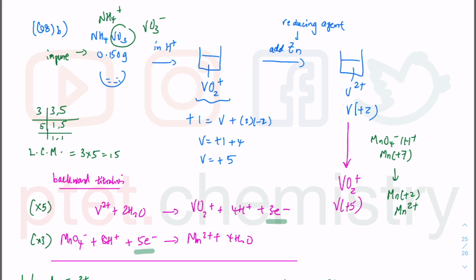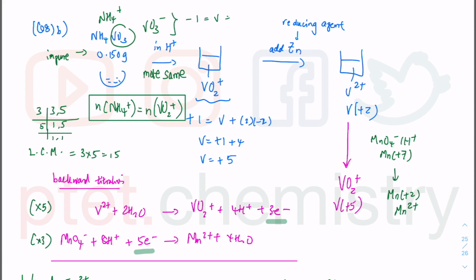But this VO3- in H+ is going to be the same as VO2+. Therefore, the mole of the NH4+ is equal to the mole of the VO2+, because I am just adding acid. So the mole is the same. And you could imagine that because VO3- is also vanadium +5. Since it's -1 equal to vanadium plus 3 times -2, the vanadium is +5 in there. It's just in acid, it changes to a different form, but it's still vanadium +5.